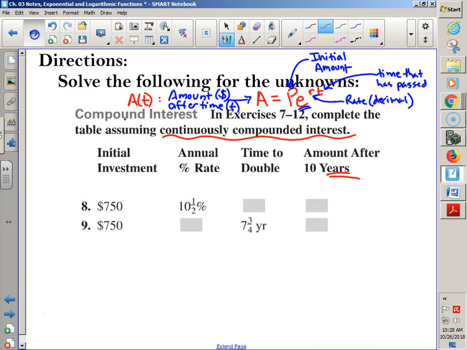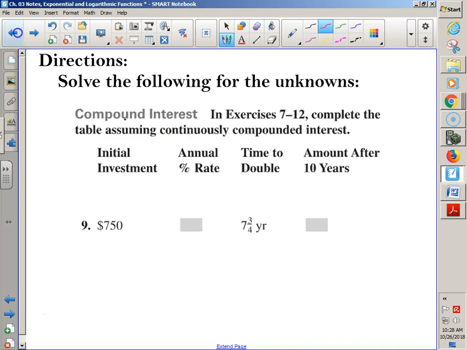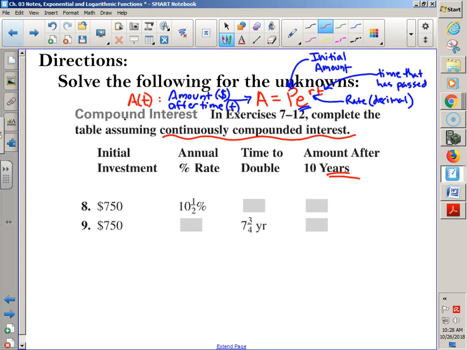Okay, let me peek real quick at what I have on the next page. I have number 9. Let me give you a few hints about the columns. Initial investment, we just talked about that. That's P. Annual percentage rate. Take the percent and make it a decimal. But yeah, that is going to be R.